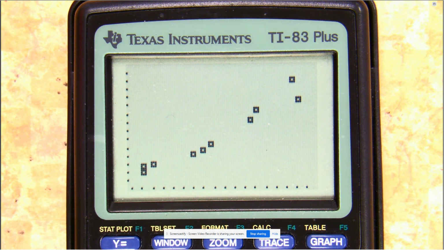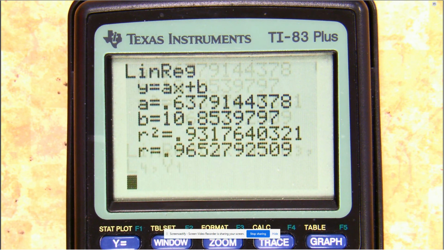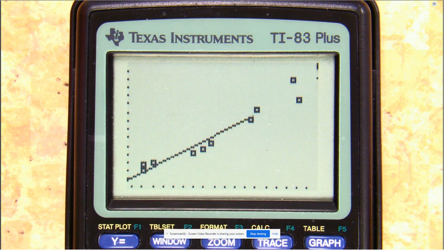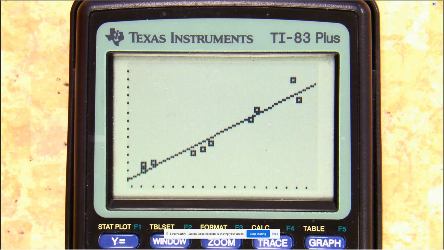Let me do something here. Let me throw this into my y equals key. There it is right there. Let me graph it just to kind of see what that line of best fit looks like. It's not too bad. In reality, that's what the back of the book says, but the way that I would answer it, write a few sentences telling what the plot says about the data. Okay? Well, what does this plot say about the data? It seems to me that static weight and the in-motion weight, or the weight in motion, seem to be linearly associated with each other.